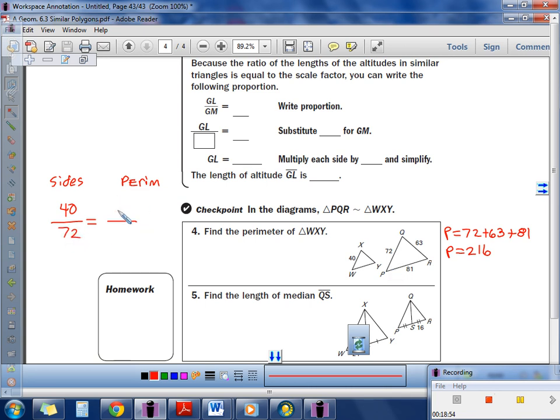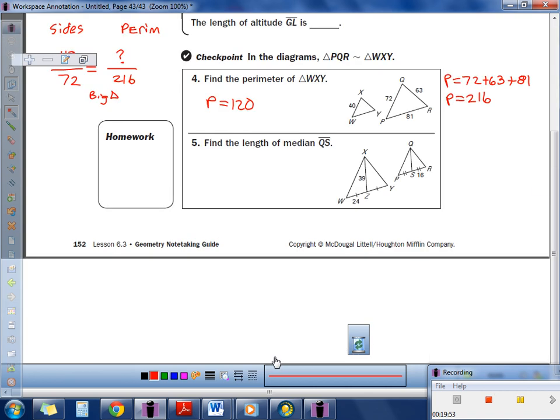And now I've got to analyze the perimeters. So this 216 is from the big shape, and 72 is also from the big shape. So right now I kind of have the big triangles on the bottom. So the information about the big triangles will be on the bottom. So that 216 will be over here. I need this unknown perimeter now. So I can cross multiply there. And I get that my perimeter for that small shape, WXY, is 120.